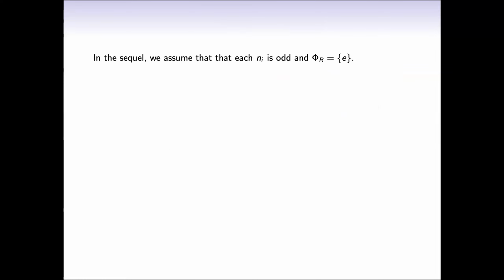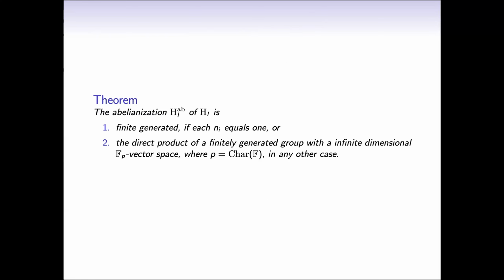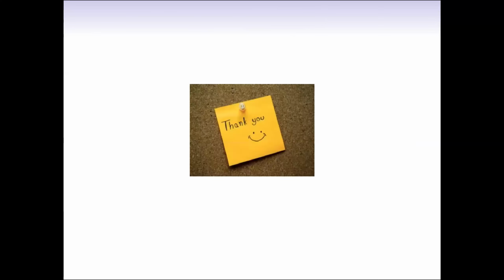So in the sequel, we can assume the good hypothesis in the preceding theorem, and then we can present the Hecke congruence subgroup as an amalgamated product of simpler subgroups, which heavily depends on the structure of the cuspidal rays. And finally, we can describe the abelianization of the Hecke congruence subgroup by saying that this is finitely generated when each multiplicity is 1, and this is the product of a finitely generated group with an infinite dimensional F_p vector space in any other case. Thank you very much.